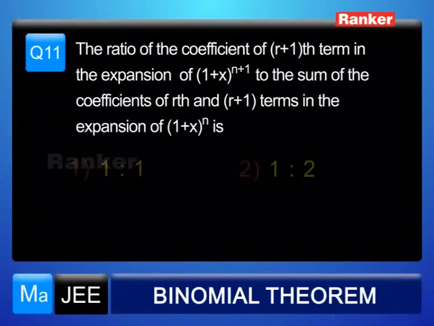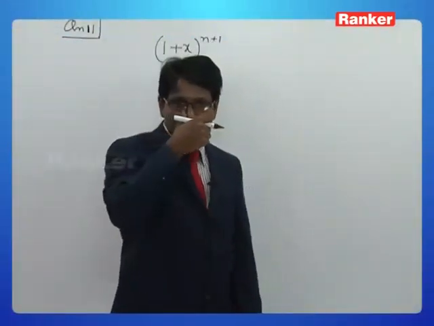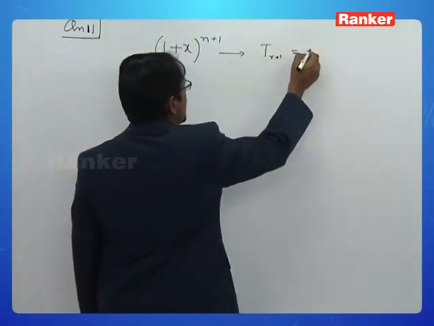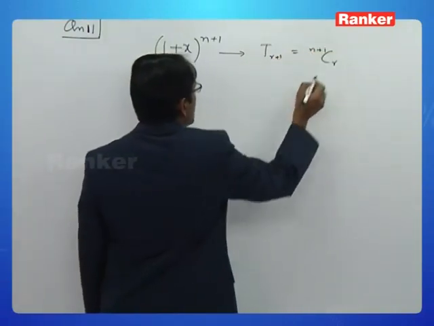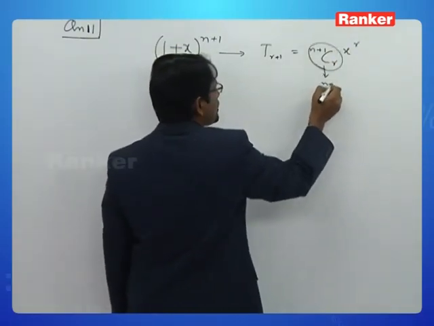The ratio of the coefficient of the (r + 1)th term in the expansion of (1 + x)^(n+1) to the sum of the coefficients of the rth and (r + 1)th terms in the expansion of (1 + x)^n is 1 is to 1, 1 is to 2, 2 is to 1 and 1 is to 4. Now let us look at the expansion (1 + x)^(n+1). What is the (r + 1)th term in this? T(r+1) here is given by (n+1)Cr x^r. And what is the coefficient here? (n+1)Cr. That's the coefficient.